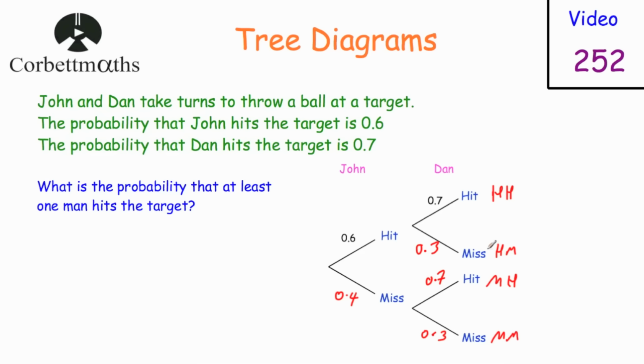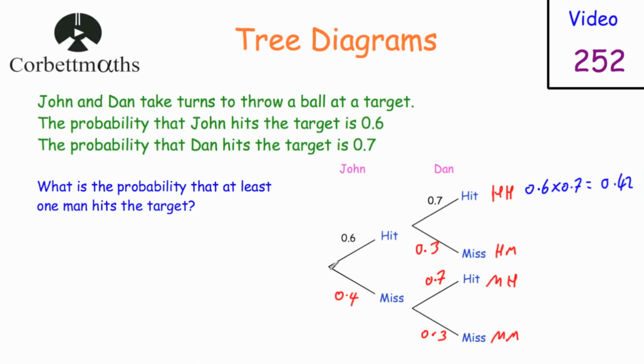And all we do is multiply the numbers along the branches. So if we wanted to work out the probability of John hitting the target and Dan hitting the target, because it's and, what we do is we multiply the probabilities together. So we're going to do 0.6 multiplied by 0.7. So we go along the branches and we do 0.6 multiplied by 0.7. So let's write that down. 0.6 multiplied by 0.7 is equal to 0.42. So the probability of John hitting the target and Dan hitting the target, hit hit, would be 0.42.